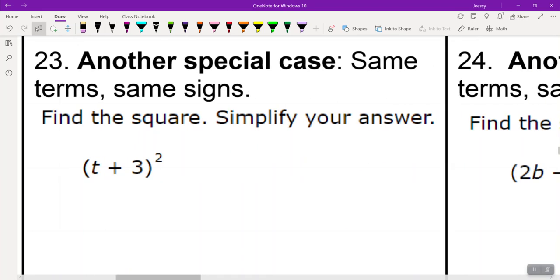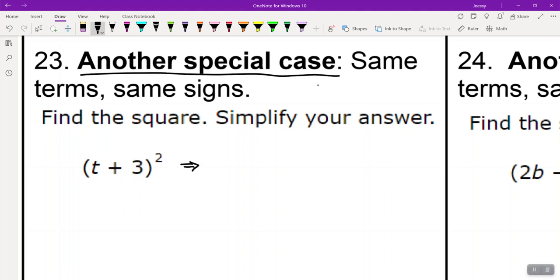All right, this one, what does this mean? What do I do here? This is what you do. This is another special case. When you have this, you're going to go t plus 3. T is another variable that I don't like as a variable because it looks like a plus sign, you know? Squared is when you multiply something by itself. So this means t plus 3 times t plus 3. Write it down. Let's go, let's go.